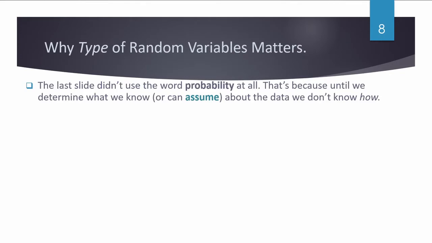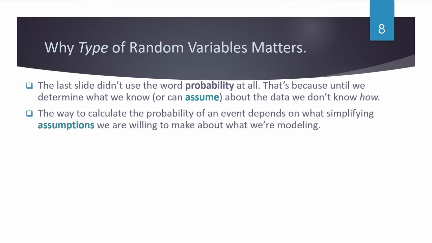Now, in terms of the content on the previous slide, we didn't actually have to state anything about probability. All we did was define a random variable, which was the object we were interested in modeling, and then described it in terms of an event and the set of possible things that could occur. The reason we didn't focus very much on probability is because we don't really know how to determine the probability of an event until we know what we can assume about the data.